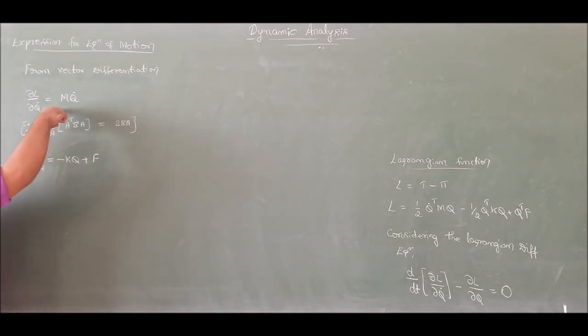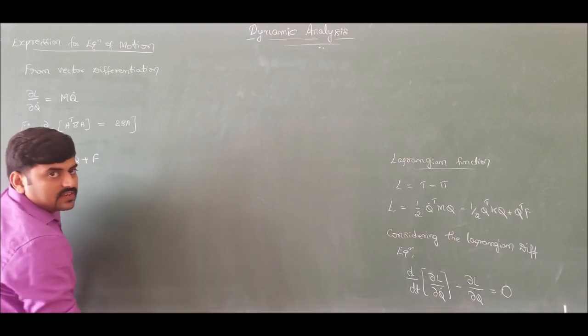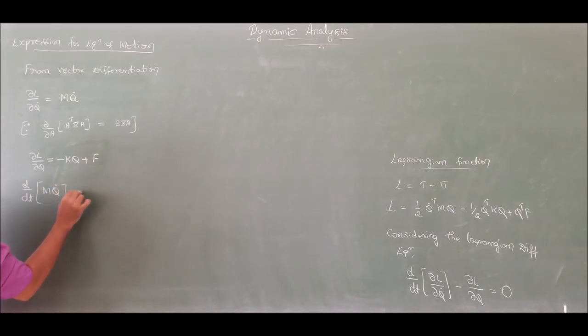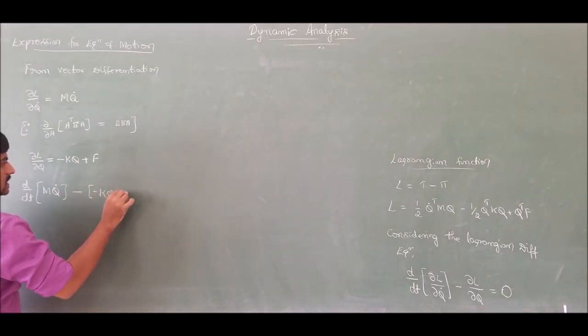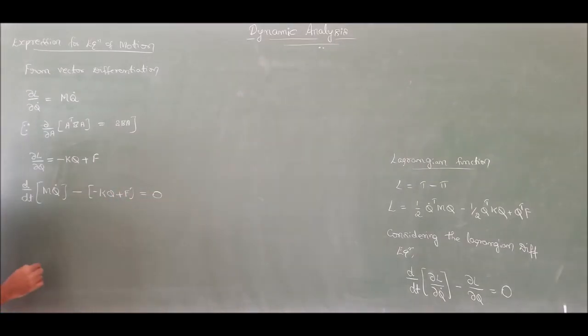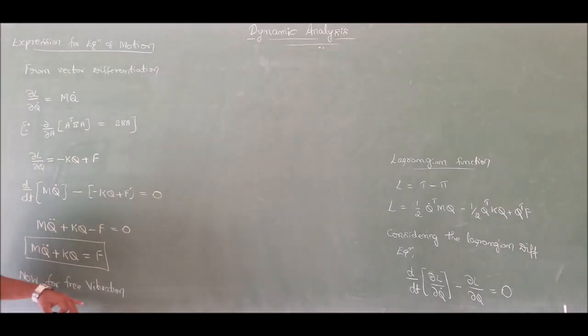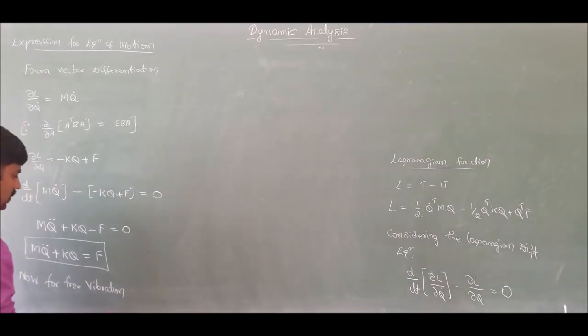Now, substituting dou L by dou q dot and dou L by dou q in the Lagrangian differential equation, I can get the equation of motion as the time derivative of m q dot minus k q plus f is equal to 0. The derivative of velocity with respect to time is nothing but acceleration. So I will get m q double dot plus k q minus f is equal to 0. Rearranging the terms, I will get m q double dot plus k q is equal to f. So this is the equation of motion for forced vibration. Now for free vibration without damping, the value of f must be equal to 0.